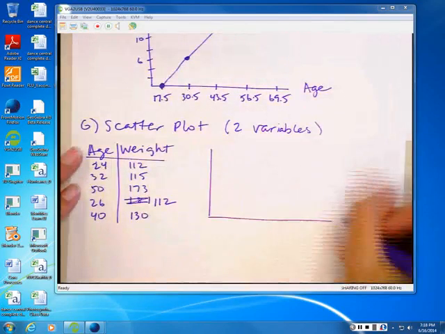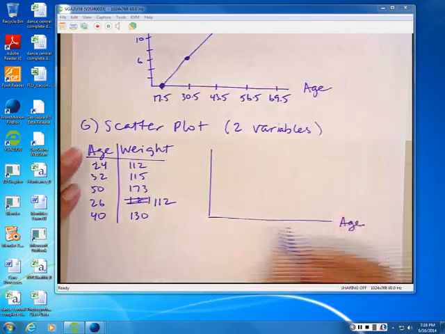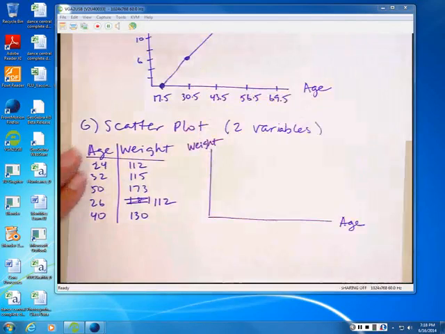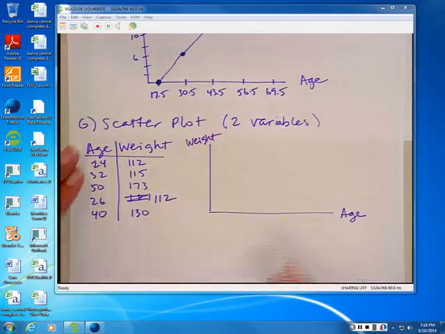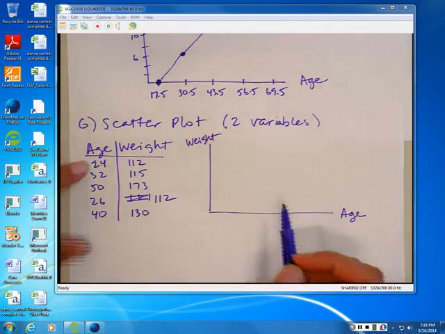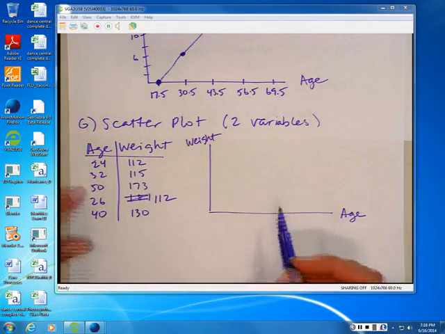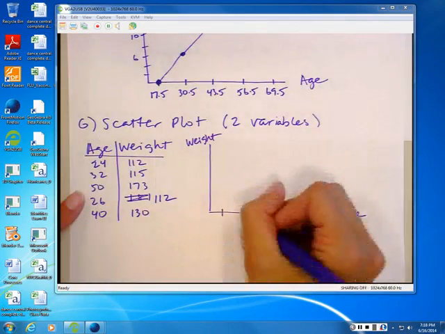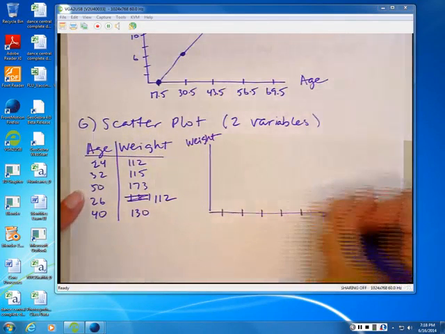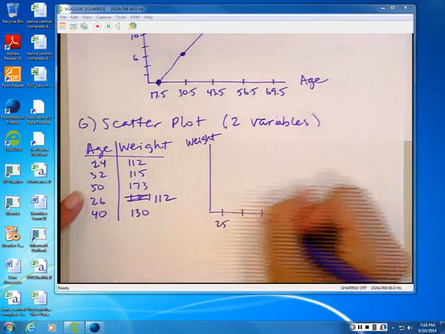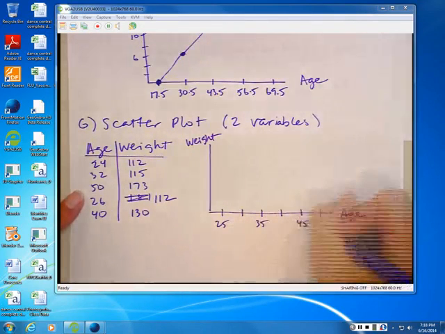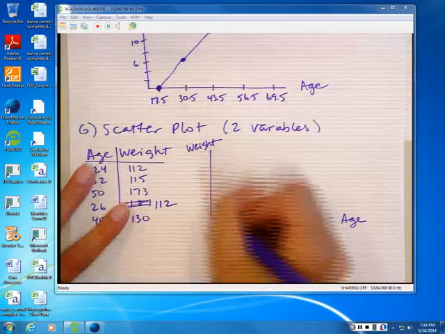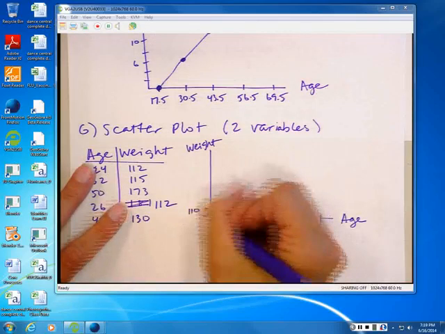To do a scatter plot, I put one variable on the horizontal axis and the other on the vertical axis. It really doesn't matter, it's up to you. But when you go through your homework and your quizzes, it will tell you. Lowest value is 24 up to 50. So let's do these in 5s, starting with 25. So 25, 30, 35, 40, 45, 50. And then my weights range from 112 to 173. So let's start at 110 and go up to 180.